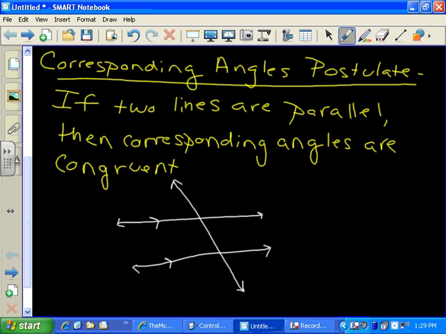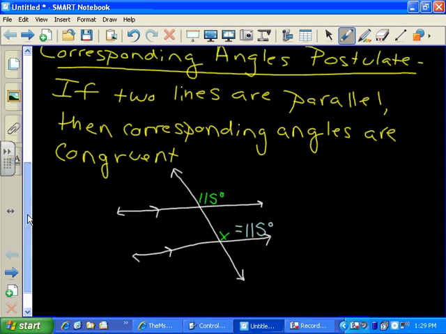If I know this angle up here is 115 degrees, and I want to find this angle, well, lucky for us, those are corresponding, and our corresponding angles postulate tells us that corresponding angles are congruent. So if that top one is 115 degrees, the bottom one is also 115 degrees. Not too tough. What's going to be a little more complicated is when I don't tell you what we're looking at. In this case, I said, hey, we're looking at corresponding angles. You might get a problem and you've got to figure out which one it is. And we'll do a couple of those.